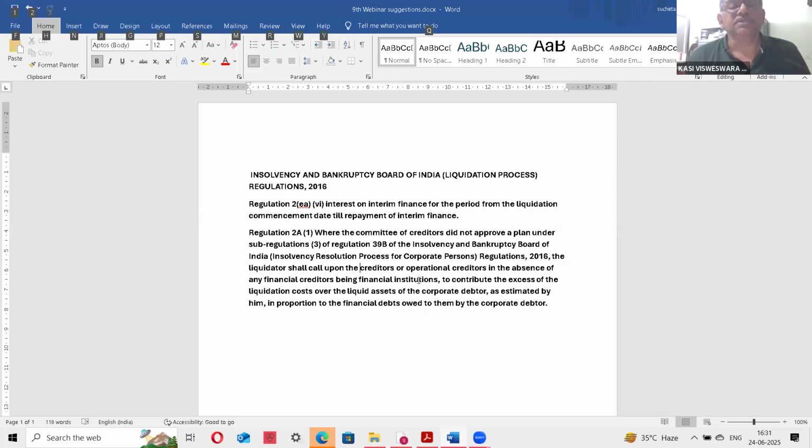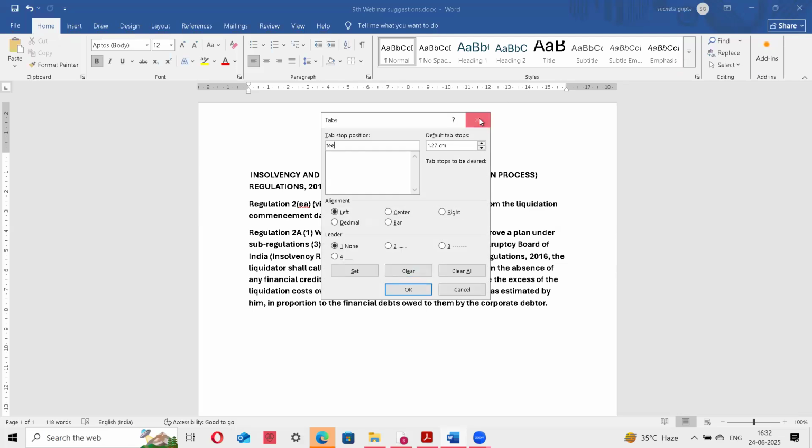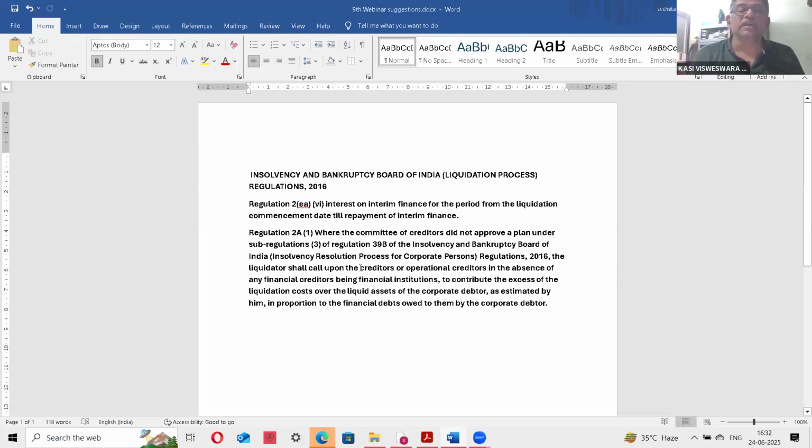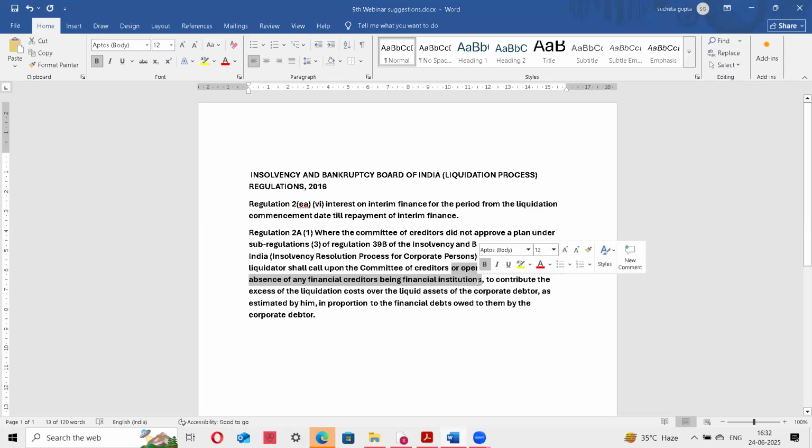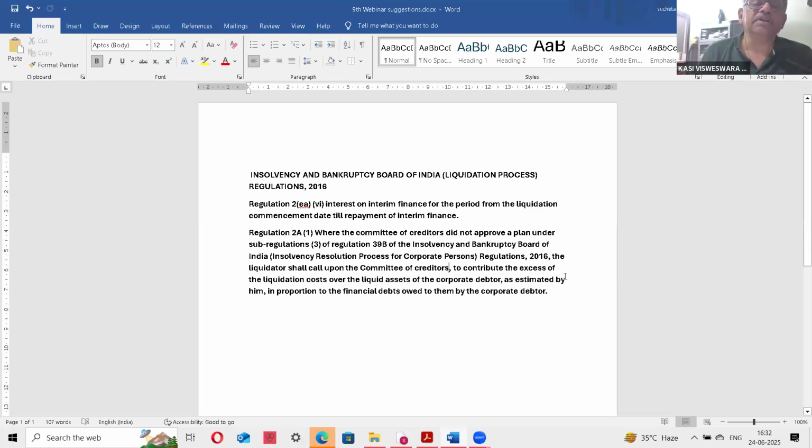Whoever is part of the COC, they have to contribute. They will continue to be the consultative stakeholders. No, COC will be there, sir, till SCC is formed. Till SCC is formed, COC will be there. Yes, and the voting right has also come into the liquidation process now. Shall call upon the committee of creditors. Suppose there are only operational creditors as part of the committee, then operational creditors will also come.